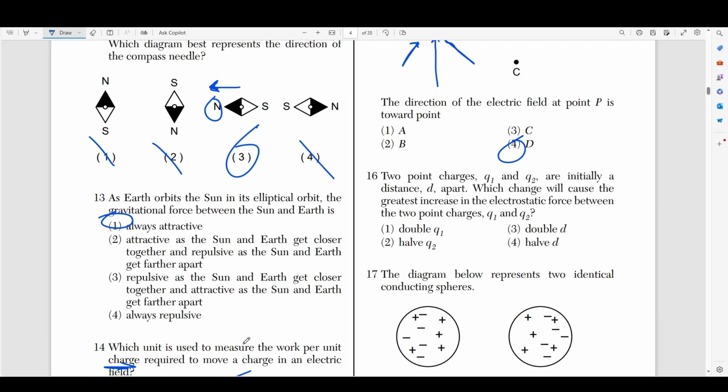So number 16 says 2 point charges Q1 and Q2 are initially a distance D apart. Which change will cause the greatest increase in electrostatic force between the 2 point charges Q1 and Q2?